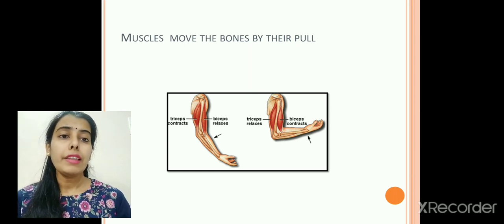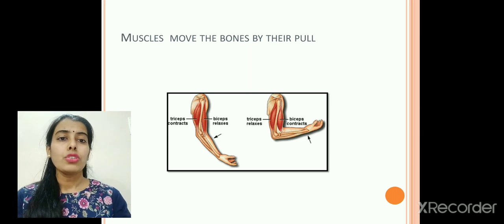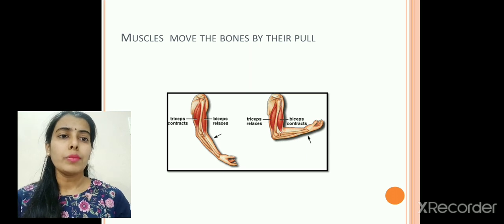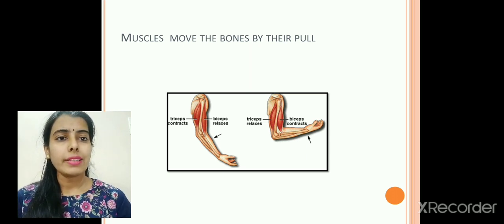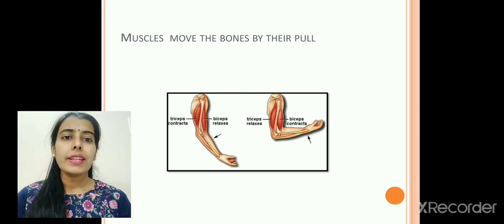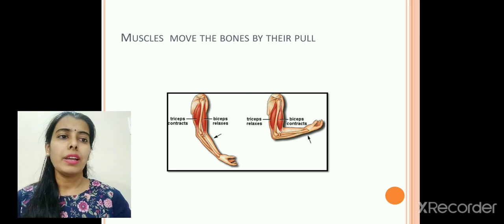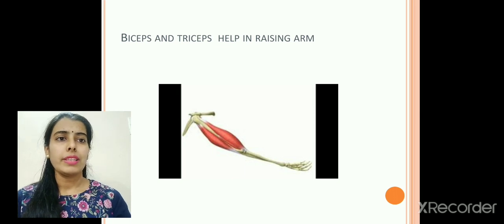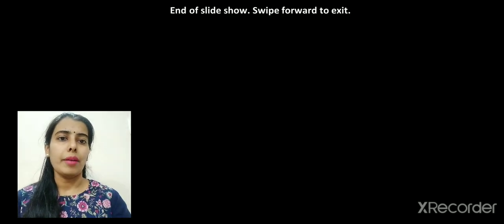So when we lift our arm up, the biceps contracts and the triceps relaxes. But when we move the arm down, the biceps relaxes and the triceps contracts. So the biceps and triceps are a set of muscles which help the arm to move. This picture is again showing you how biceps and triceps help in raising our arm.